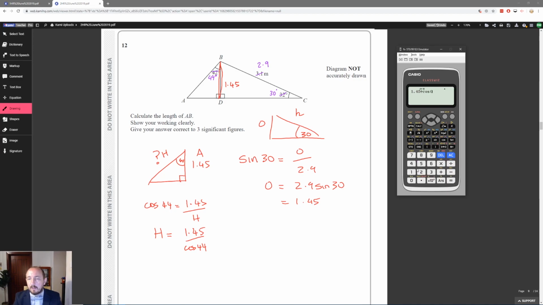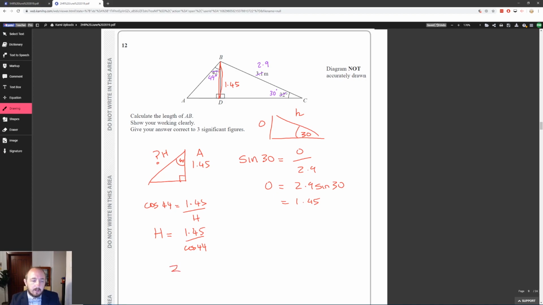1.45 divided by cos 44. That's 2.02 to 3 significant figures. 2.02 meters to 3 SF.